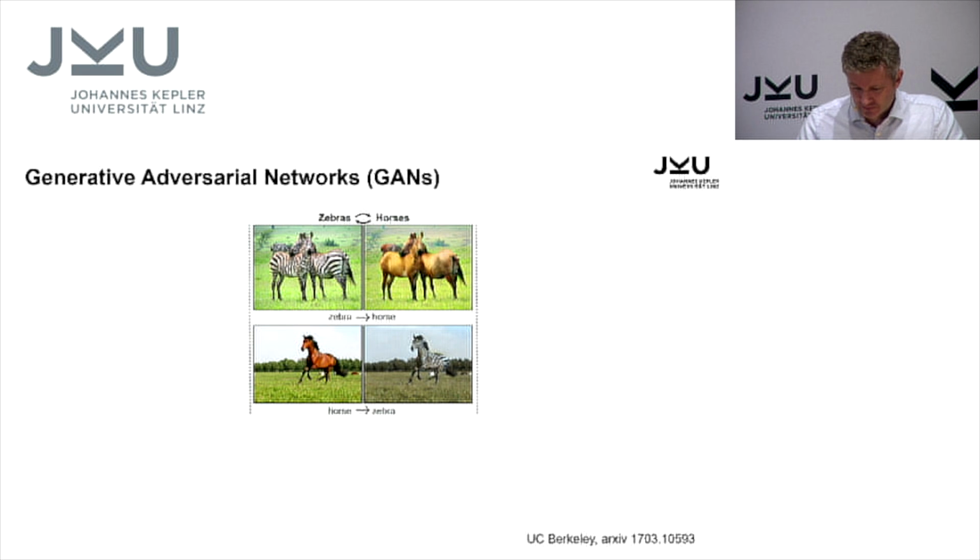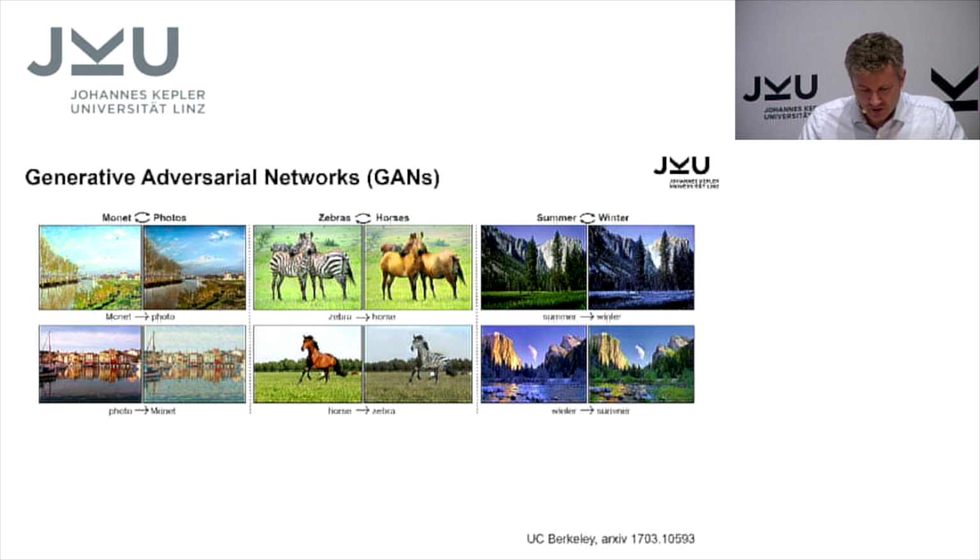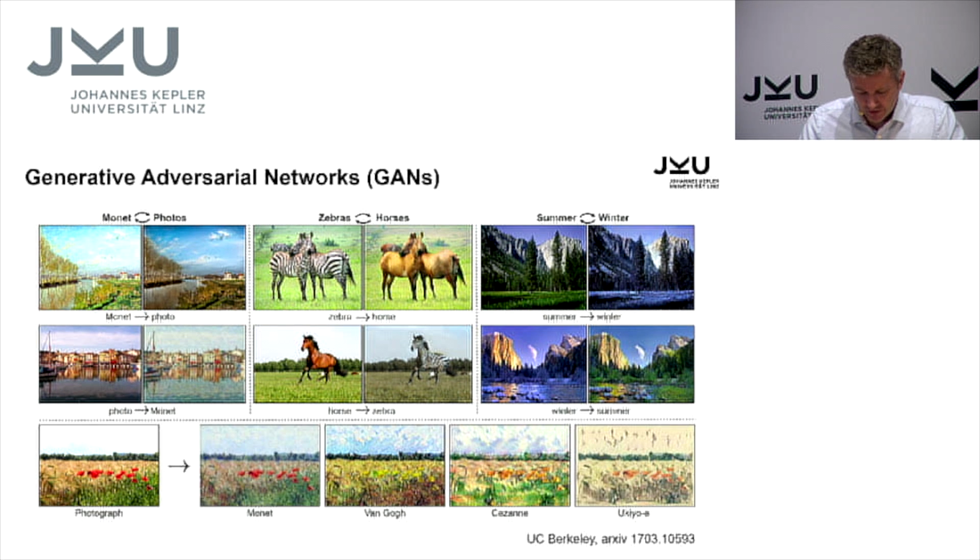So just to show some examples here, we can use these GANs to learn how to switch from zebras to horses and back, or to change pictures from winter to summer, or from paintings to photos, or even to change the style of a photograph. This is all an example of what GANs can do.